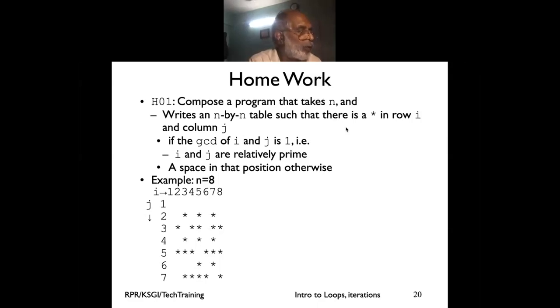For 1, we can probably ignore, but all other numbers starting from 2. 2 and 3 are relatively prime, because GCD would be 1, so print a star. 2 and 4, GCD is not 1, but 2, so print a space. 2 and 5 are relatively prime, because GCD of 2, 5 is 1, so print a star, and so on and so forth. So that's the question. It's a simple for loop you need to write.